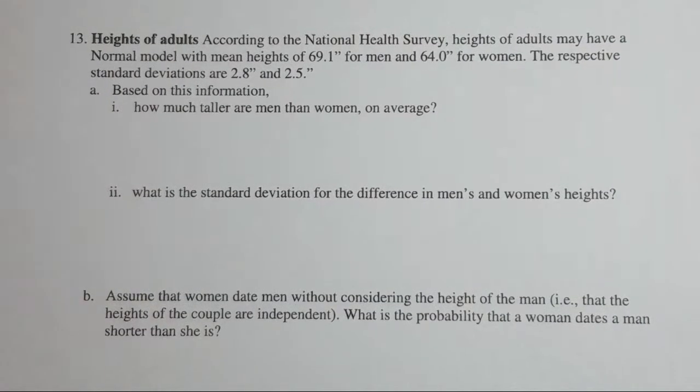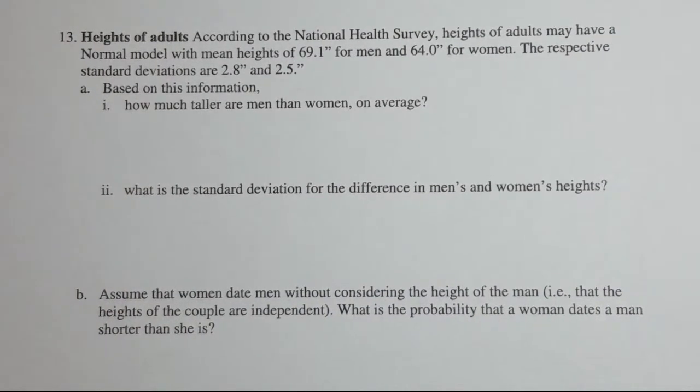Back to this. Number 13. According to the National Health Survey, heights of adults may have a normal model with a mean of 69.1 for men and 64 for women. The respective standard deviations are 2.8 and 2.5. Based on this information, how much taller are men than women on average?